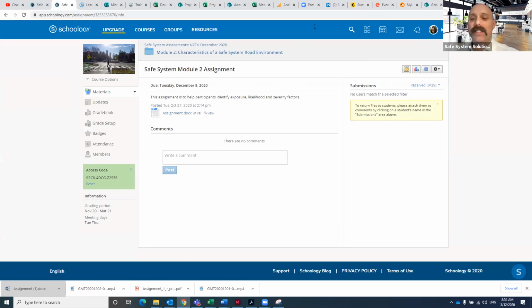And at the start of next session, we might pick a couple, or see if there's volunteers who want to just talk us through how they looked at the intersection, what they thought any specific characteristics were that influenced exposure, likelihood, or severity.